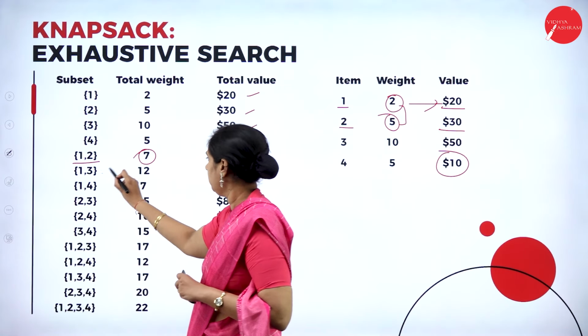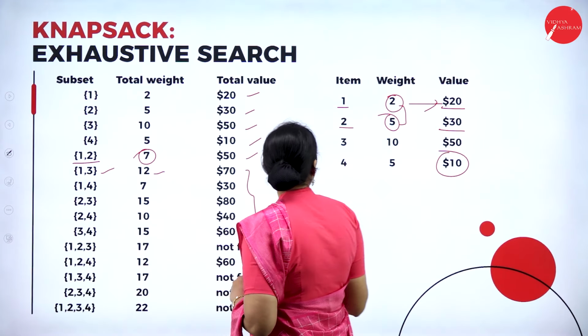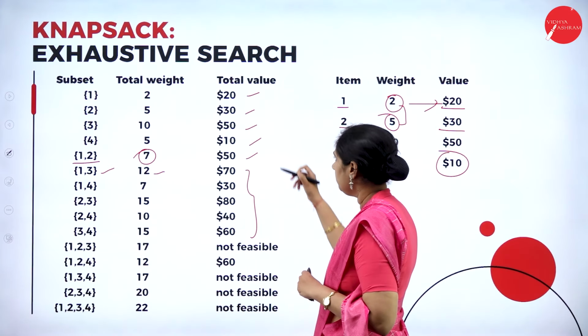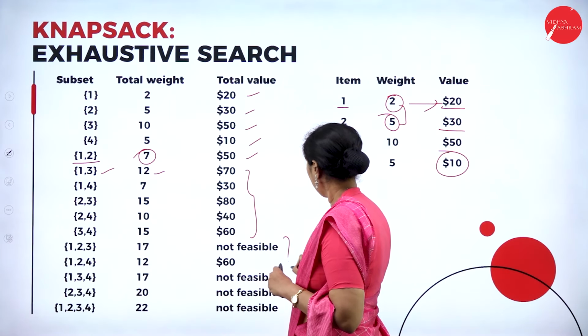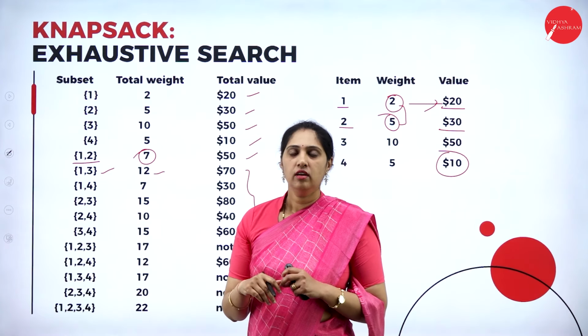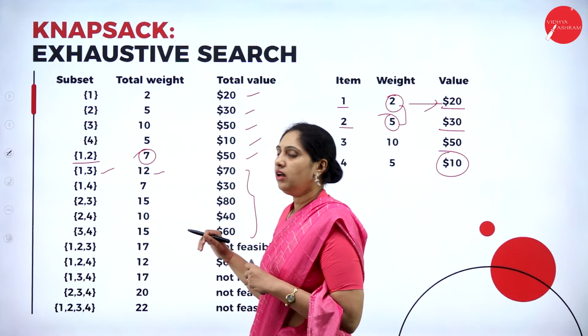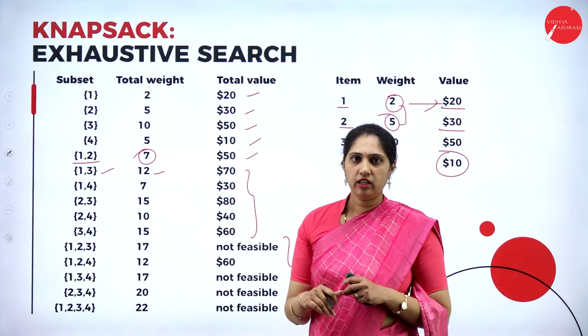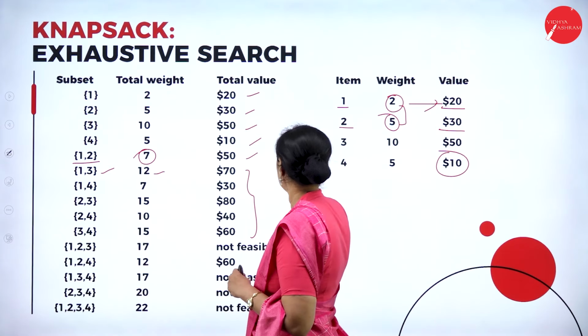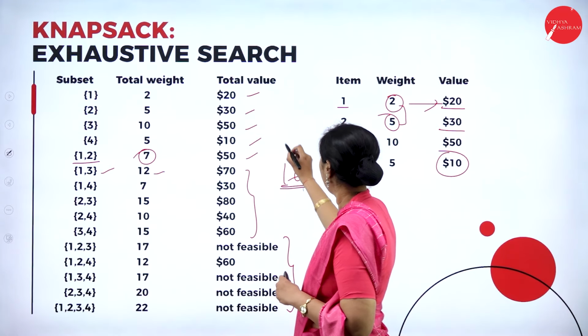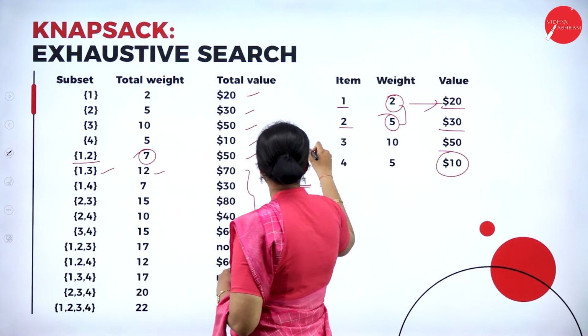For 1, 3 the weight is 12, and if you add the values, it is 70. Similarly, we have written a lot of examples here, but which should we consider? We have to take the maximum profit, and the weight should not exceed 16, the capacity of the knapsack.